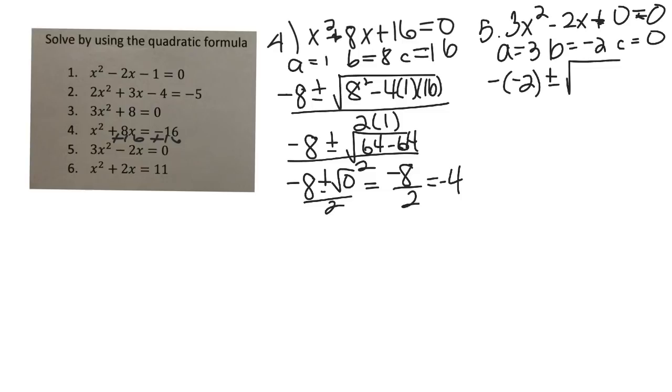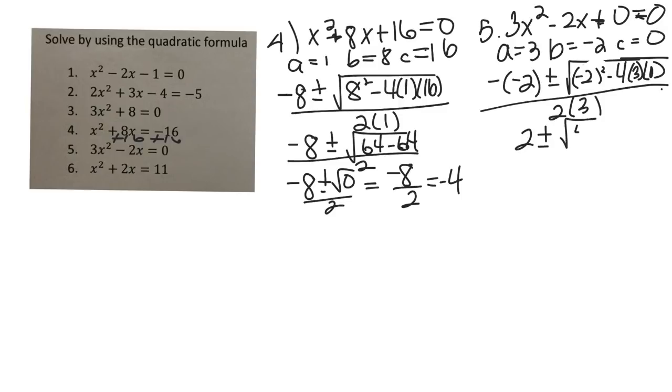Plus or minus the square root of negative 2 squared minus 4 times 3 times 0, divided by 2 times 3. So that's positive 2 plus or minus the square root of 4, because 4 times 3 times 0 is 0, so I don't need to subtract 0 from that, divided by 6, which is 2 plus or minus 2 divided by 6.